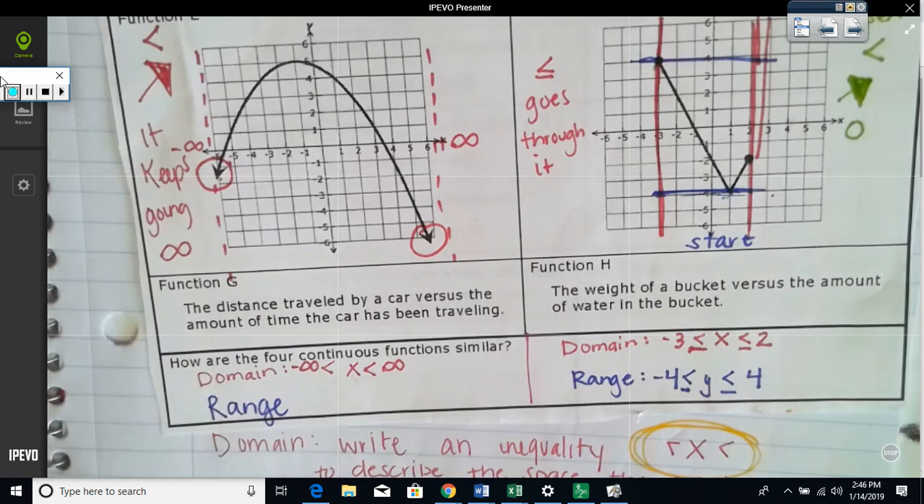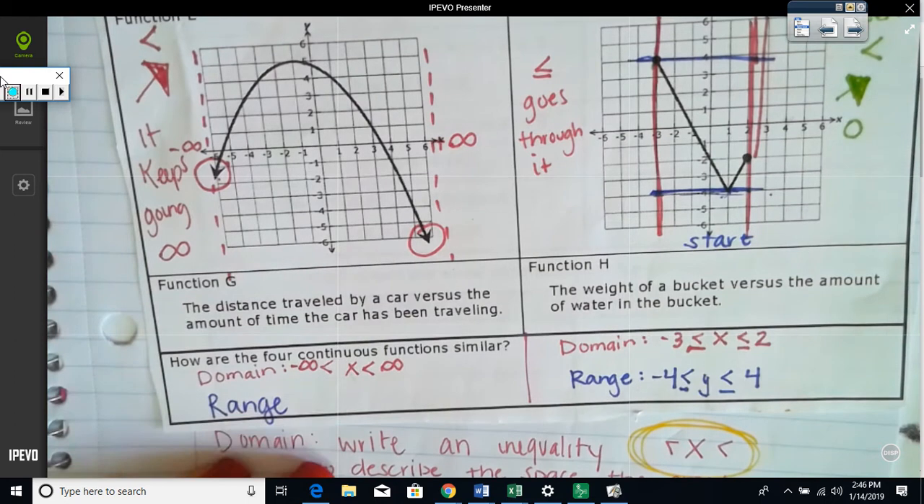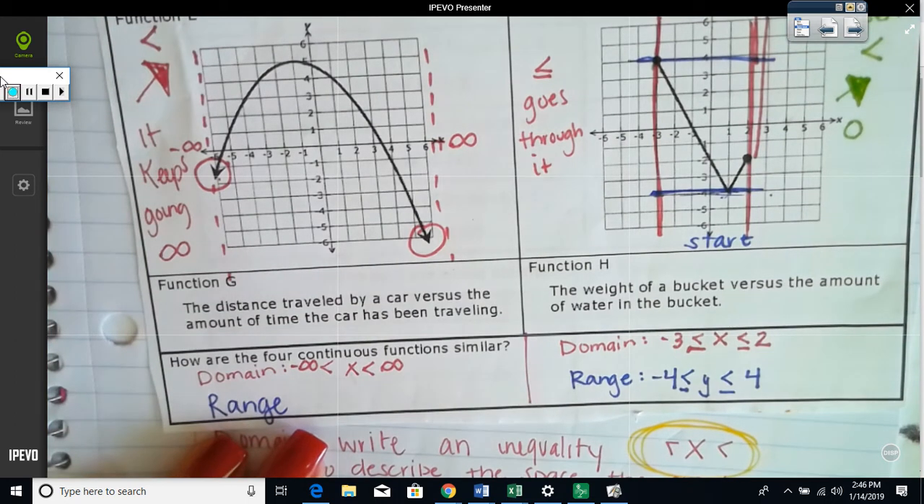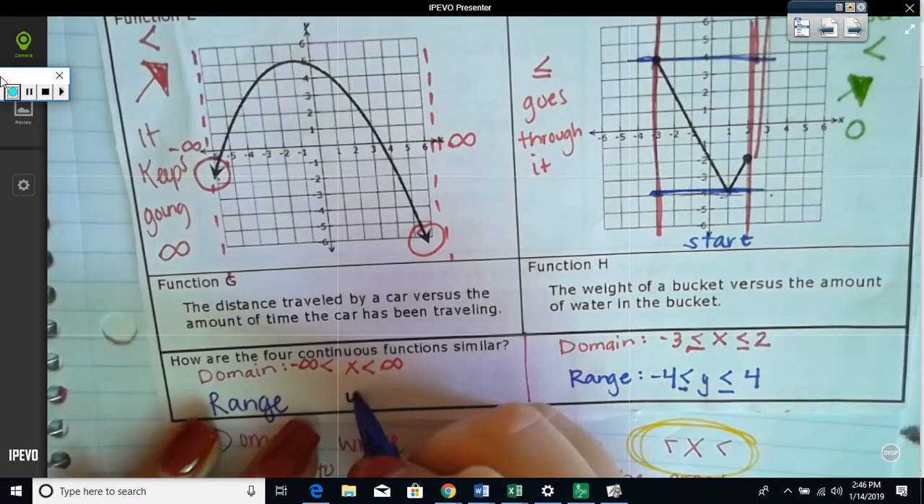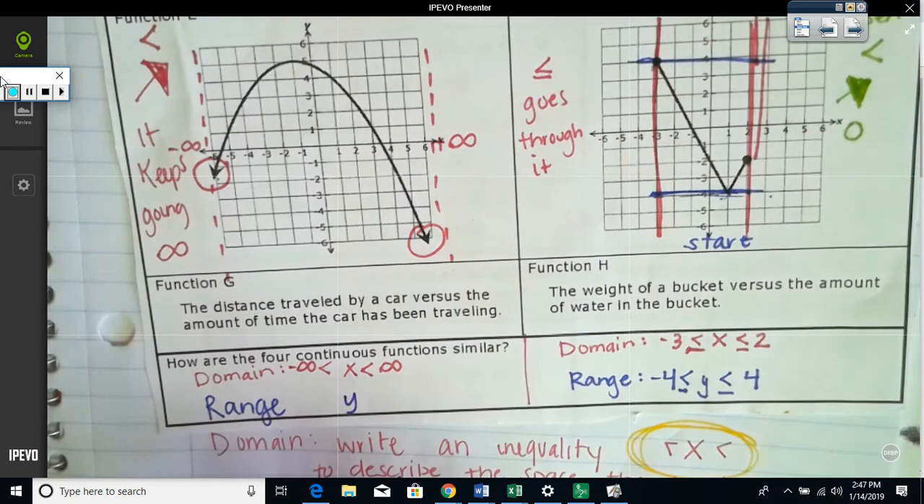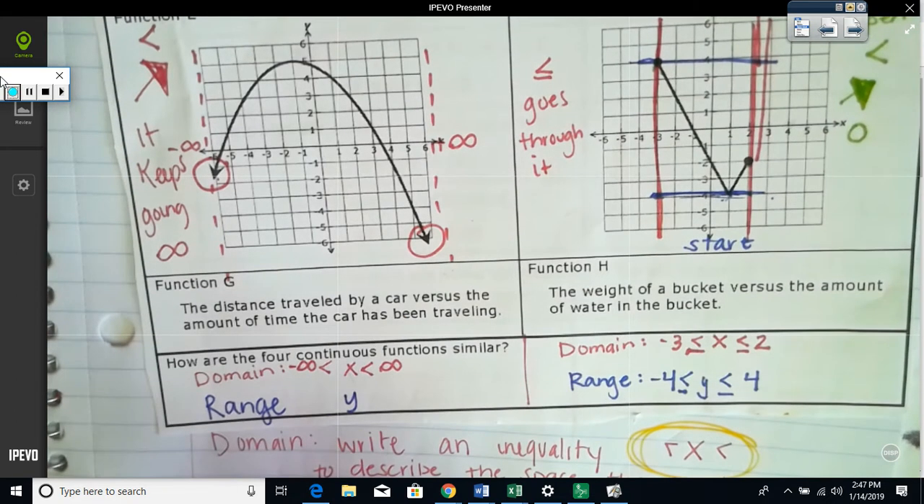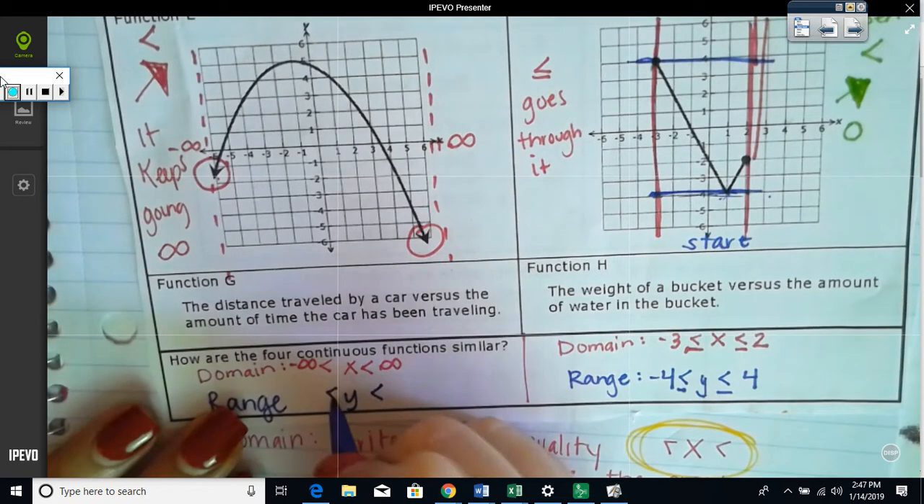Okay, what letter is range, Luis? What letter is range? Yes, but what letter? Help him out, Pan. Don't help him out, Pan. Y. Range is Y. Domain comes first, and in the alphabet X comes first. Alright, then you always put less than, less than.